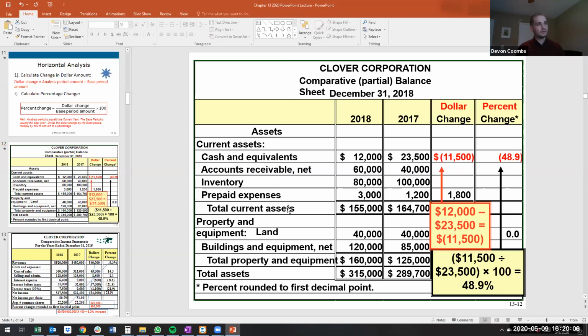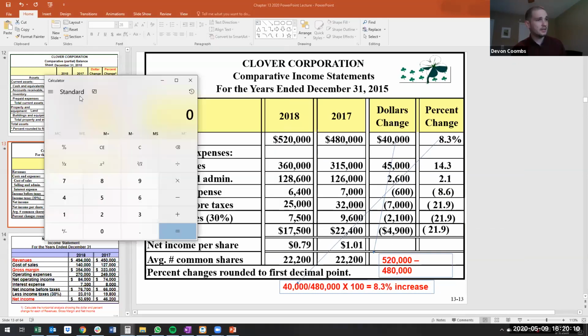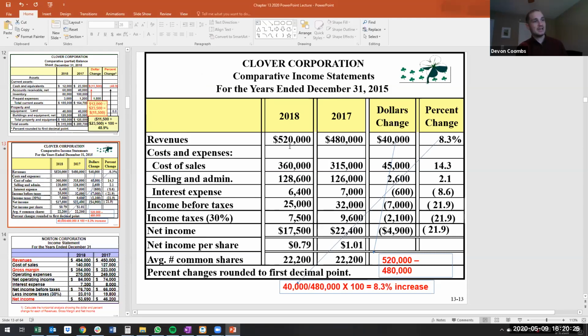And so, again, we can pretty much automate this, but the 520 minus 480, we know dollars increased by 40,000, and we divide it by the base period to get our 8.3% increase in revenue. And we can continue to do that down here to see all of the changes that occurred in each financial statement line item.